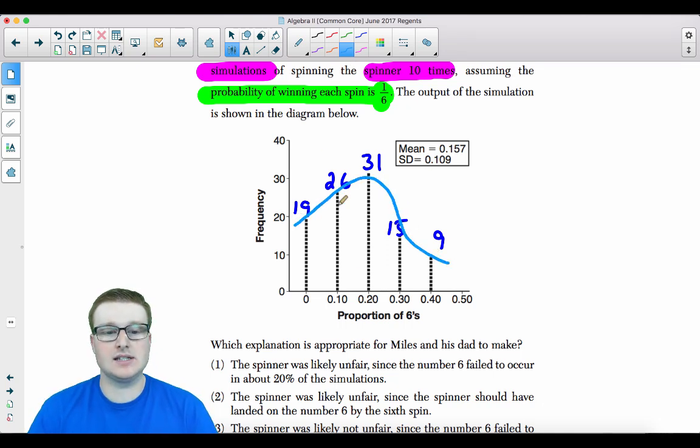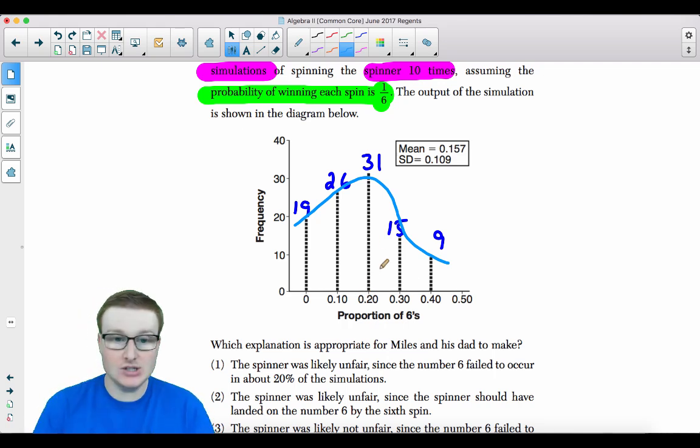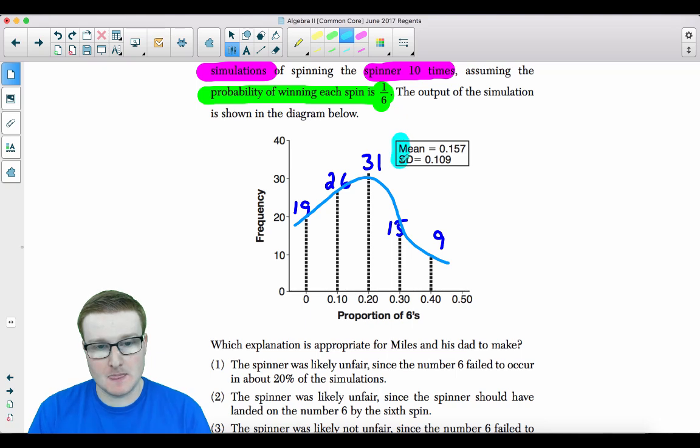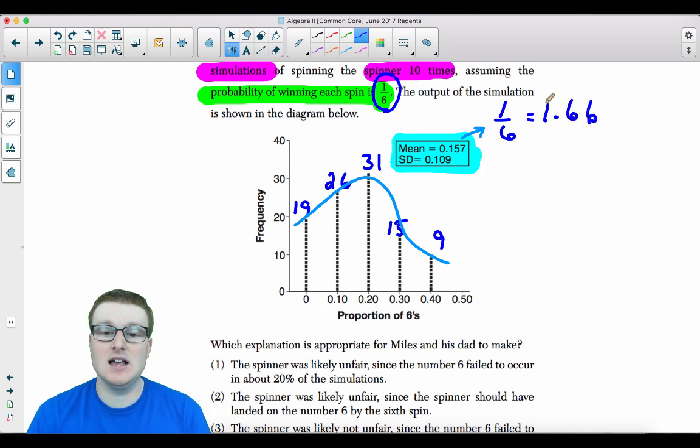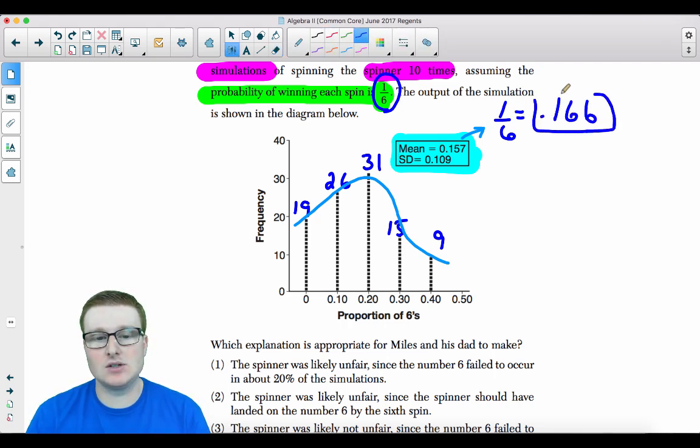So you see how there's a high concentration of winning, the proportion of 6s of 0.10 and 0.2. These are just percentages, okay? So now I want to take a look at this box. The mean is equal to 0.157. So that means that the mean is really, really close to 1 out of 6, because 1 out of 6 is equal to 0.166. My apologies, 0.166. Now, that is really close to 0.157.